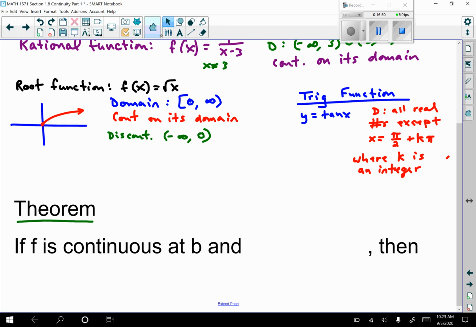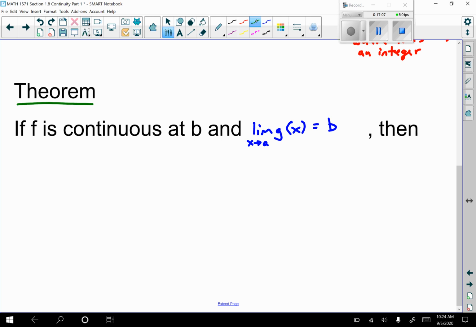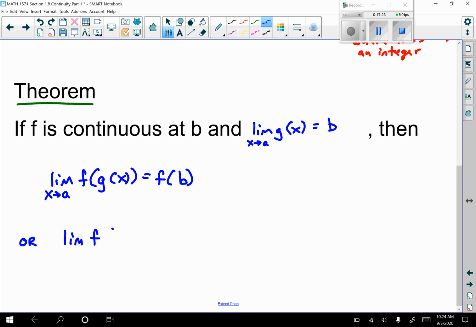All right, another theorem is if f is continuous at b and the limit of g of x as x approaches a is equal to b, then we would say the limit of f of g of x as x approaches a is equal to f of b, or the limit of f of g of x as x approaches a is equal to f of the limit of g of x as x approaches a, which takes us up here to f of b.